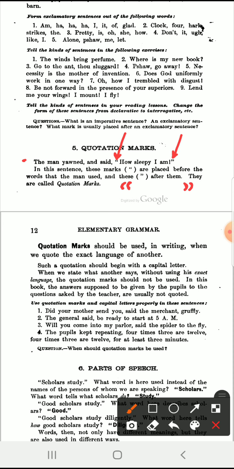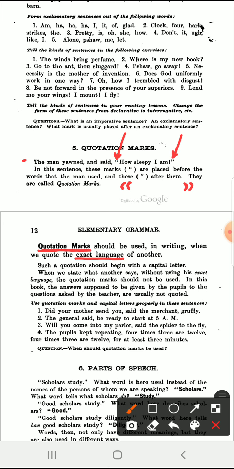Let's learn the definition of quotation marks below. We read, "Quotation marks should be used in writing when we quote the exact language of another person." Quotation marks should be used in writing when we quote the exact language, the exact words that another person said.